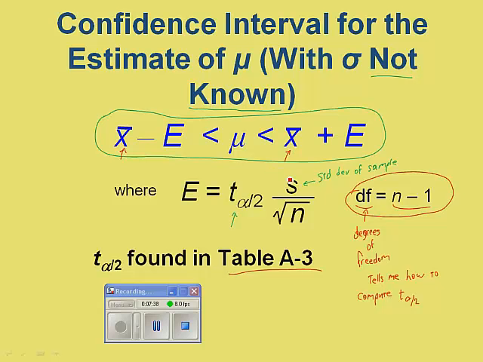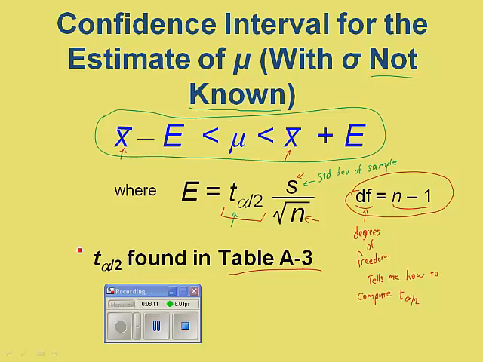I already have S too, right? And I have N. So the only thing left to compute is what? T alpha over 2. So I have to show you how to compute that. Last time, I showed you how to compute Z alpha over 2, but we still have to practice that. Maybe we'll go over that next.